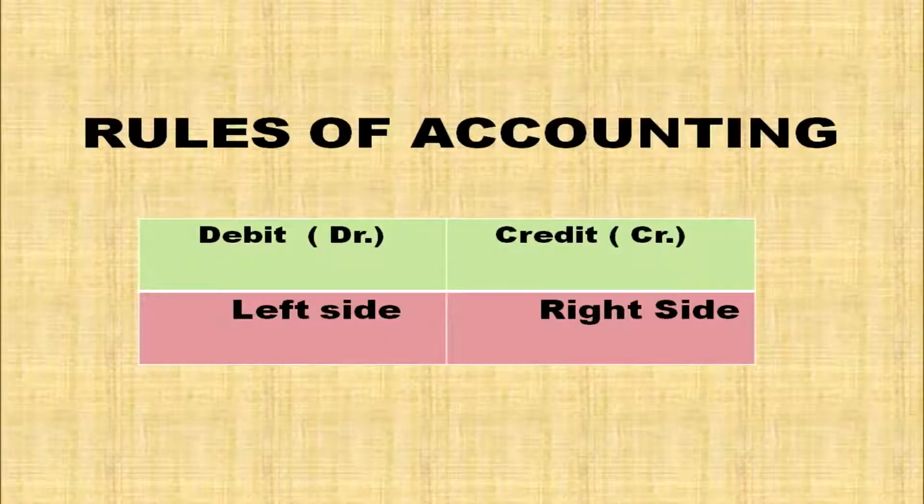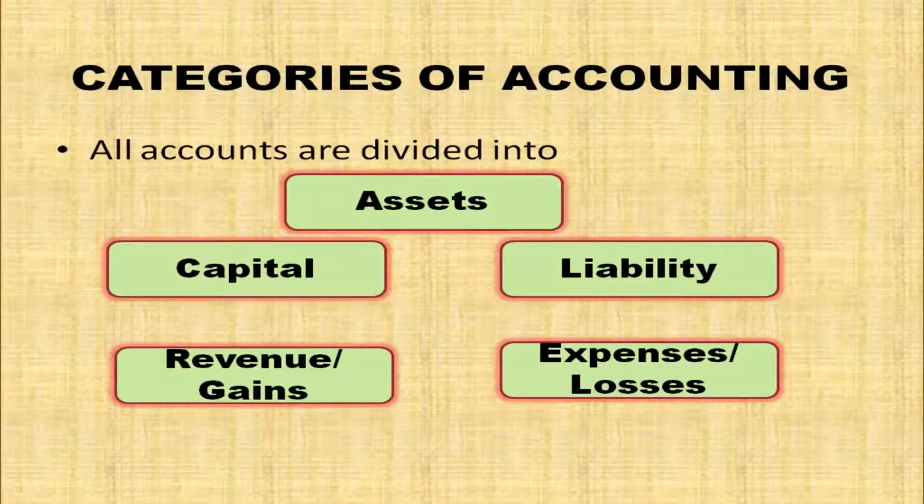Rules of accounting. In every account, we have a debit side on the left hand side and a credit side on the right hand side. In the T formatted account, the title of the account will be written on the top. We have already studied the classification of accounts, but I am going to repeat it. We have different types of accounts like assets, capital, liabilities, revenue or gains, and expenses or losses. I am going to mention the modern rules of accounting one by one.